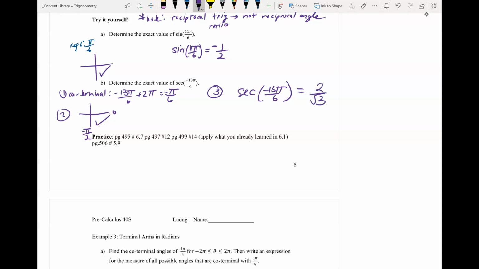And then the last thing we would need to do is figure out if this is positive or negative. I already stated it's going to be positive because secant is positive in quadrant 4, and we already found that negative 13 pi over 6 is in quadrant 4. So that is your final answer.